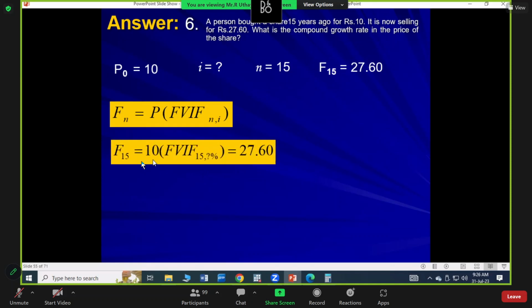So you substitute P. Then the present value interest factor 15, I, you don't know. But the results would be 27.6. Now you can take the present value interest factor for annuity in the equation.